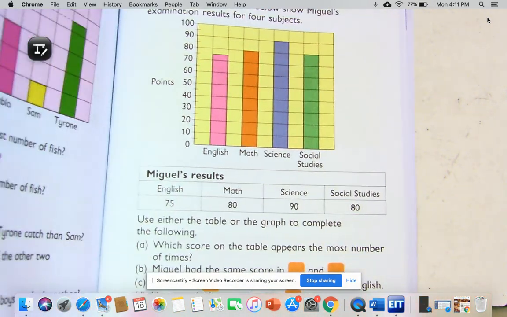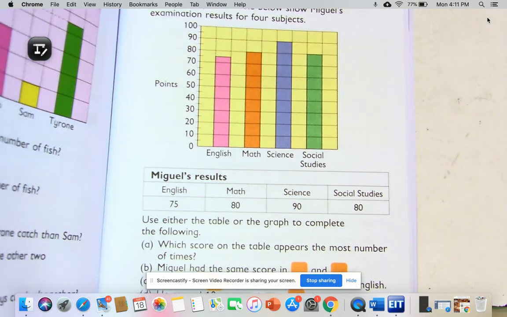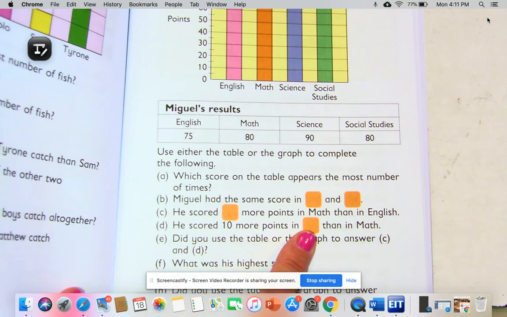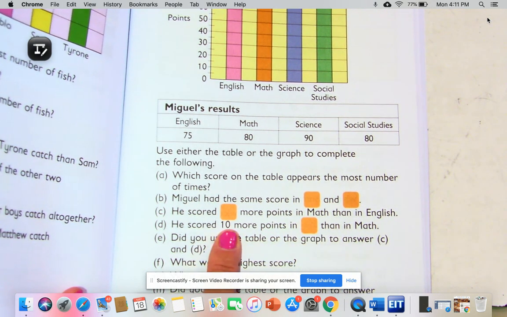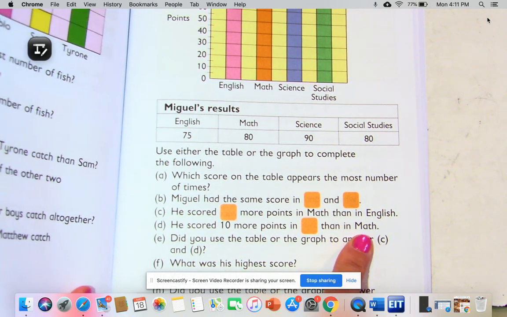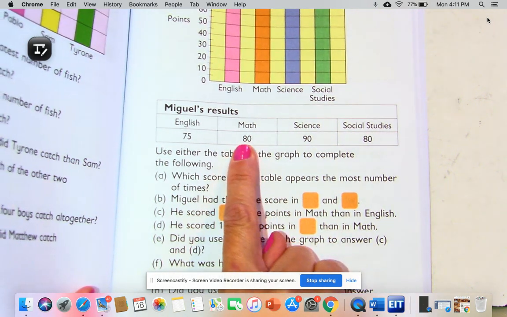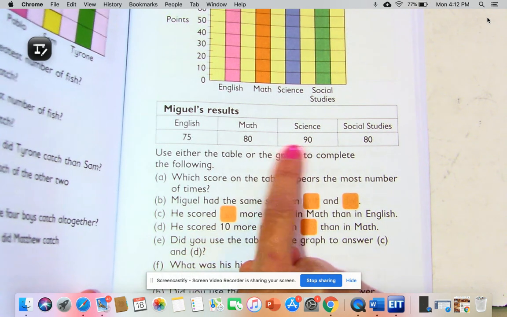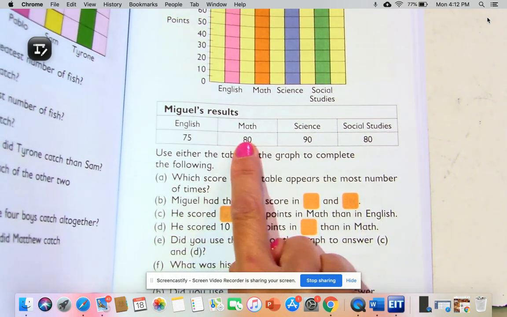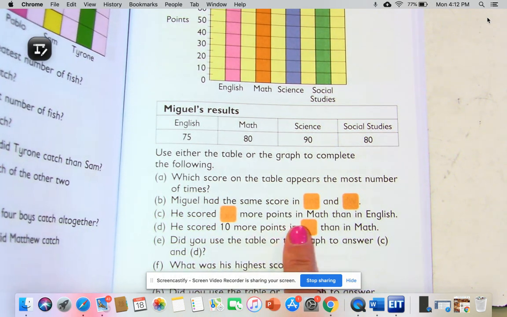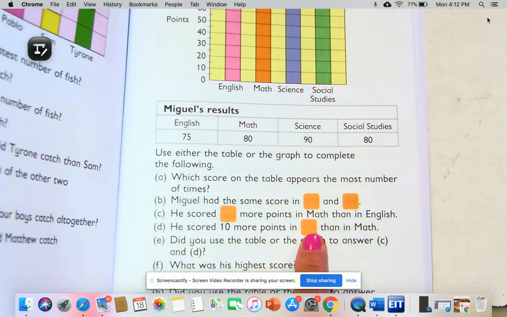All right, let's take a look at this one. It says he scored 10 more points in blank than in math. So 10 more points in some subject than he did in math. So let's take a look at, in math, he got 80. Yeah. In math, he scored 80. And I can see right next to it, in science, he scored 90. And I know that 90 is 10 more than that. So that must be what we're looking for here. He scored 10 more points in blank than in math. 10 more points in science than in math.